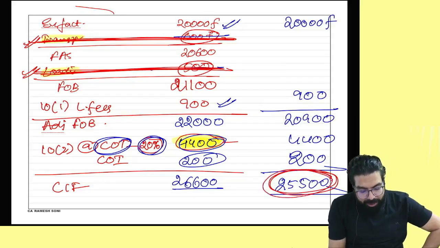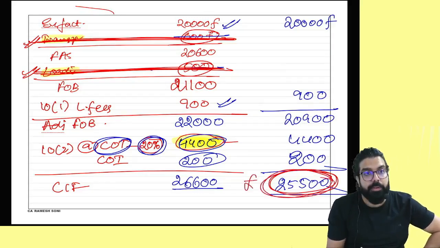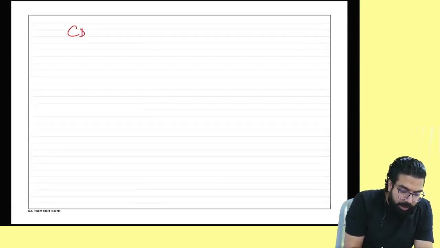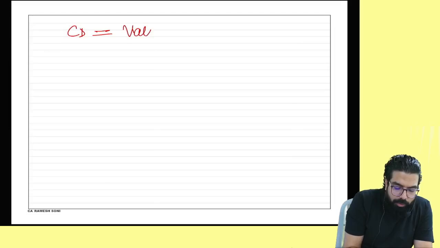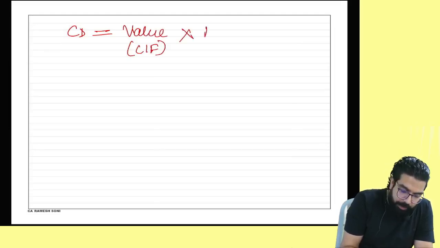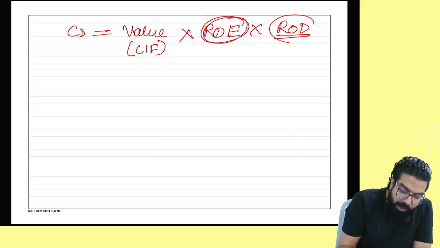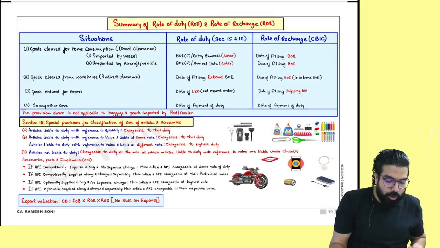Listen. Now you got your value. This value is in pound, right? Can you tell me how to calculate custom duty? Custom duty is equal to value, which is the CIF value, multiplied by the rate of exchange into the rate of duty. Correct, everyone? Now, which rate of exchange, which rate of duty, that is being told over here.